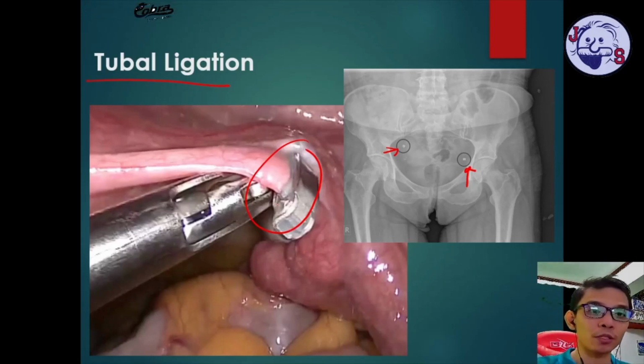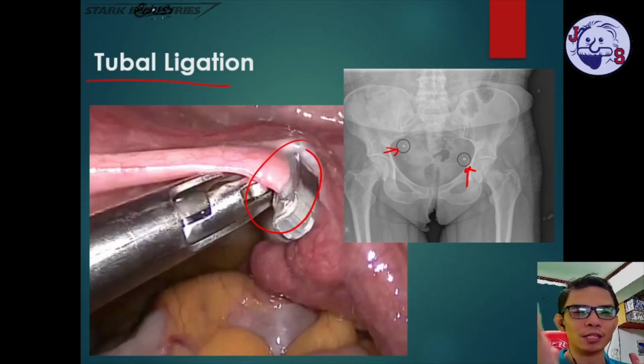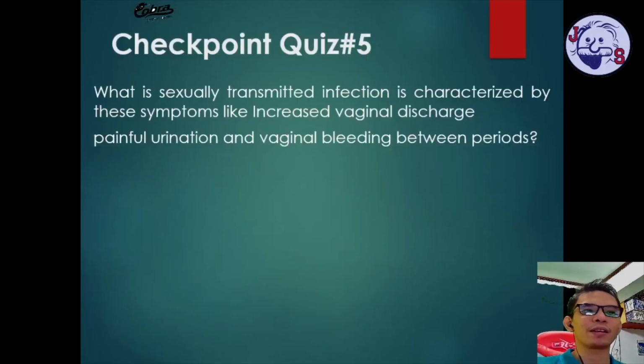And in terms of the prevention of sexually transmitted infection, that is 0. Tubal ligation doesn't guarantee that you are protected from sexually transmitted infection. Again, the use of a condom is required if you want to be protected from sexually transmitted infection. So with that, we are done with this phase of the lesson.